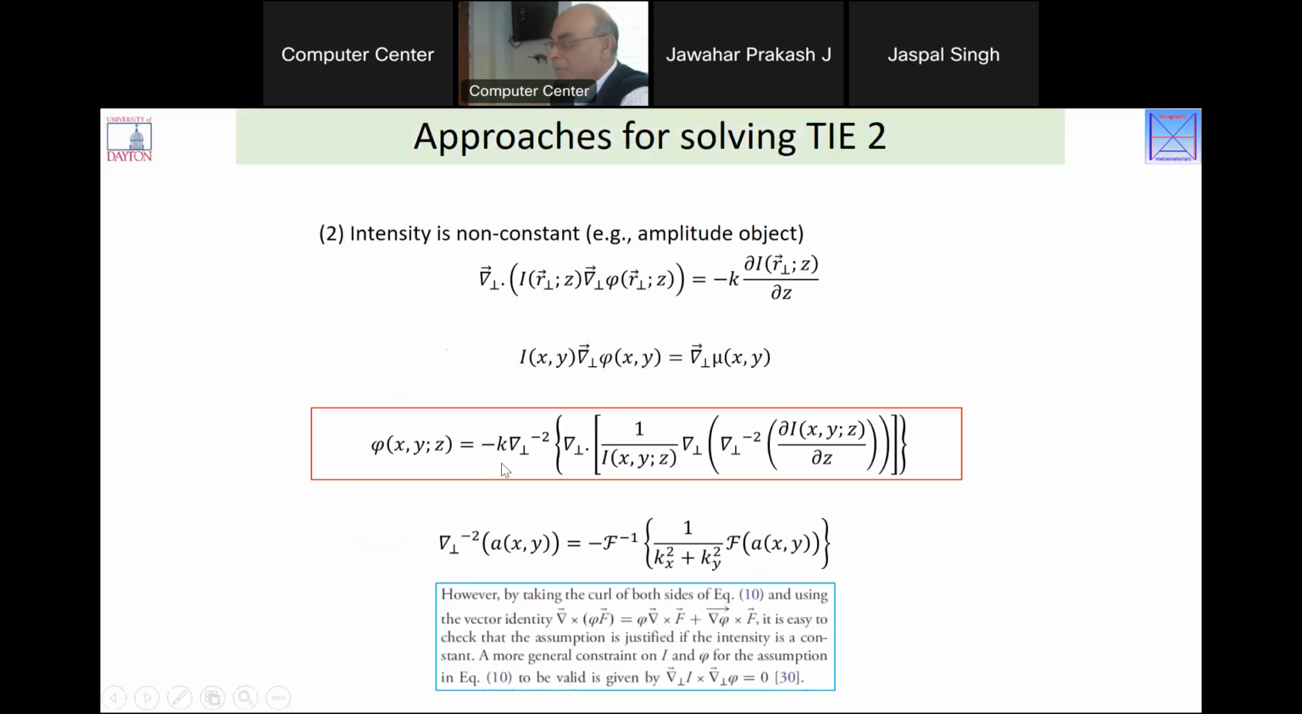So this is kind of the more general solution of the TIE equation when you have a non-constant intensity. All of these terms, a term like this, can always be solved in this fashion, in the Fourier domain. Because you remember, anytime you have this del perpendicular minus 2, it's like dividing by kx squared plus ky squared. Does everyone understand that?